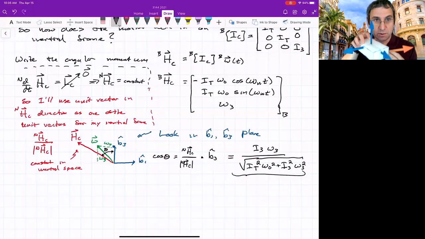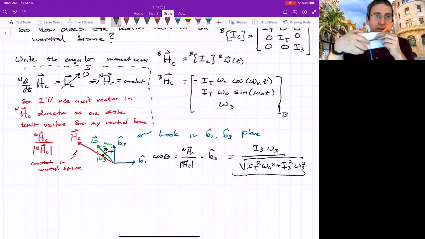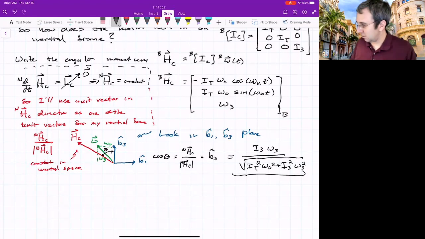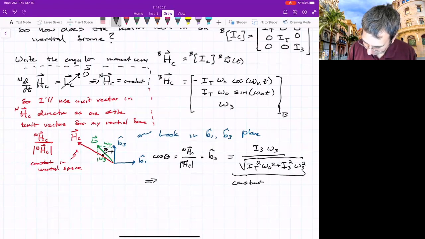There's the B3 direction. The angle between the B3 direction and the angular momentum direction, that angle is always going to be the same. I mean, B3 might do weird things. The angular momentum doesn't change in space, but that angle between the two vectors must be constant. It's constant theta because everything over here is a constant. So that means theta is constant.